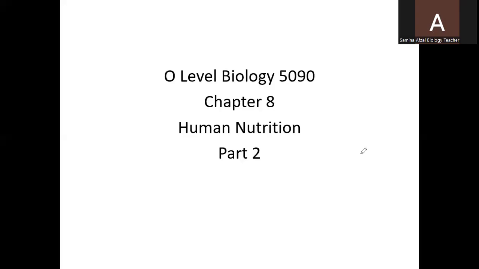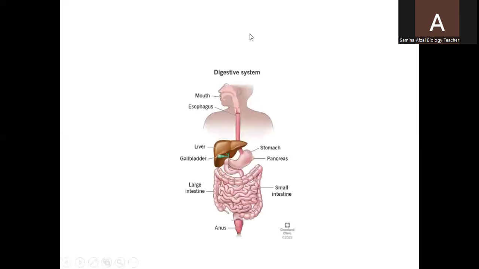O-Level Biology 5090, Chapter 8, Human Nutrition, Part 2. First of all, we will discuss the different parts of the digestive system.